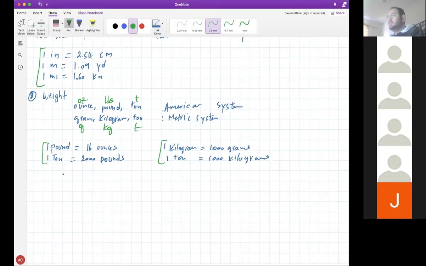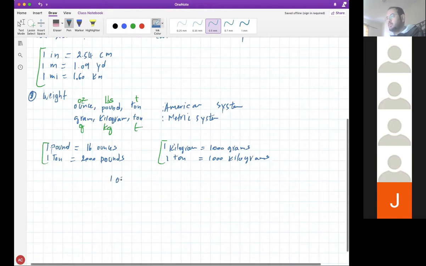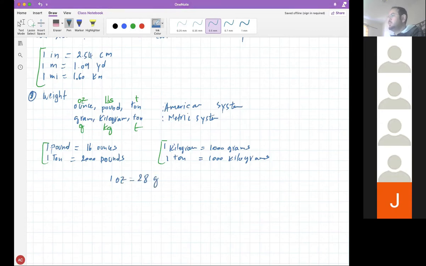Okay, so now let's convert between, like I said, 1 ounce. So basically the relationship between the two. 1 ounce is about 28 grams. Let me just double check that. That's right, 28.